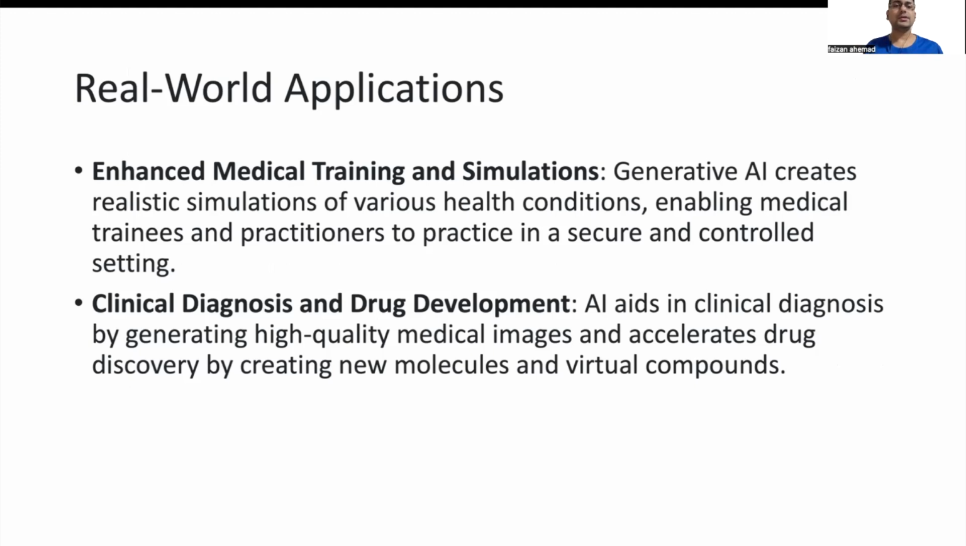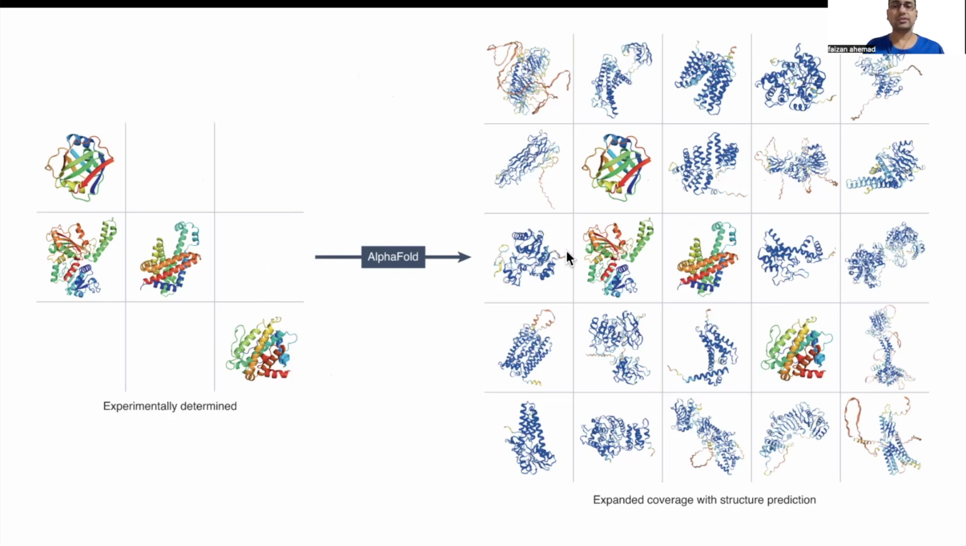So in real world applications, one of the applications of generative AI is to create realistic simulations of various health conditions in medicine, enabling medical trainees and practitioners to practice in secure, controlled settings. It is also used for clinical diagnosis and drug development. AI like AlphaFold is used to generate protein structures, and these protein structures can be used as medicines, and other biological medicinal use cases can be solved very easily with them. Okay, so a very good use case of generative AI, right? Because it accelerates medicine synthesis by a huge amount.